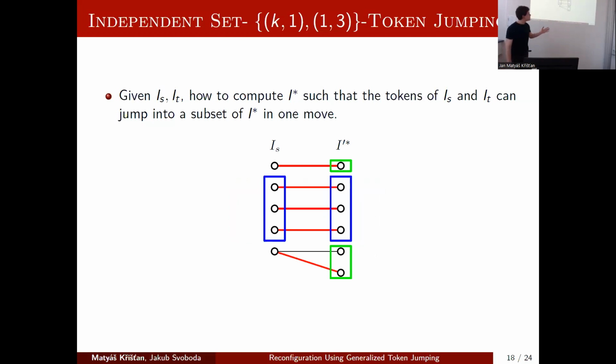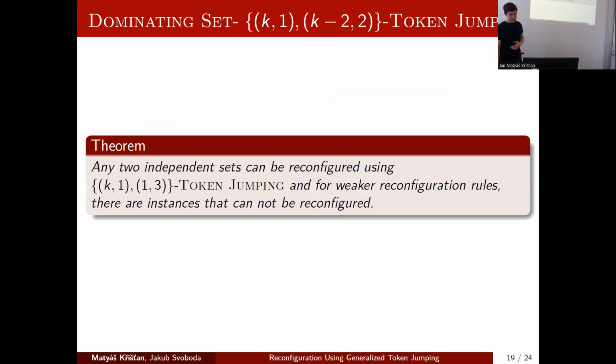So now that we have that, we can move some of these tokens into the A star and use the previous argument to reconfigure them. So this is the same kind of theorem: for independent sets, this kind of rule is optimal. Otherwise, we have counterexamples.